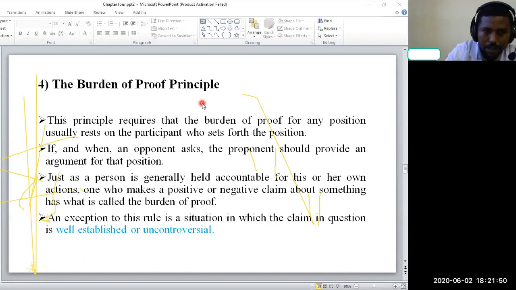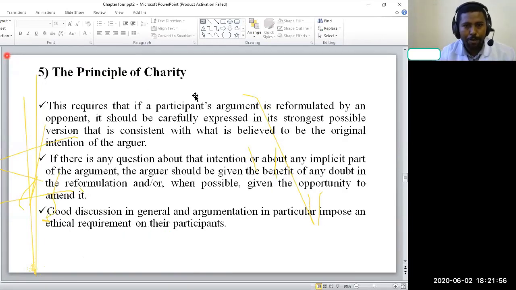Okay, that was the fourth principle of critical thinking. The fifth one is the principle of charity. This principle refers to how we should be careful to express an argument in its strongest possible version. You see?